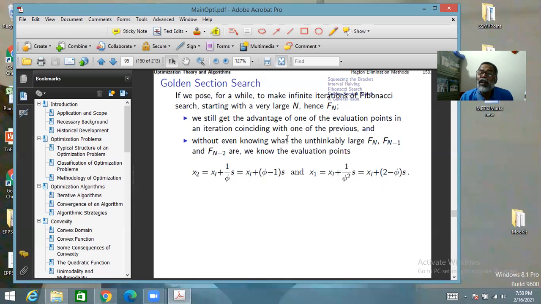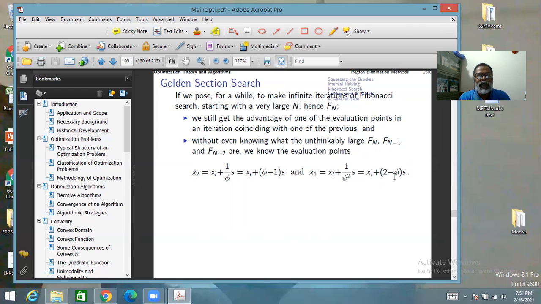Fine. And more interestingly, even if we do not know how high we are starting, if the interval size is known, S, A to B, then where the two interior points x1 and x2 will be, we know, because x2 will be 1 by phi of S, because Fn minus 1 by Fn will be 1 by phi. So x2 will be XL lower limit plus 1 by phi of the current interval size. And 1 by phi is the same as phi minus 1 from that quadratic. And x1 will be another phi section down.